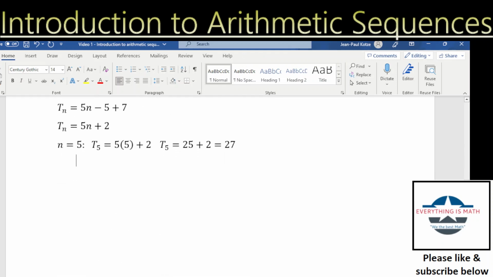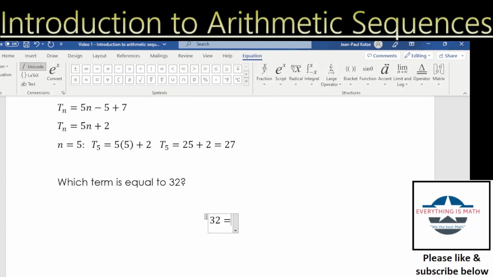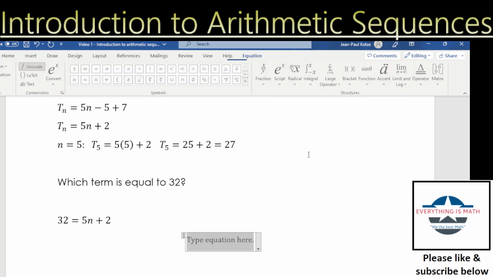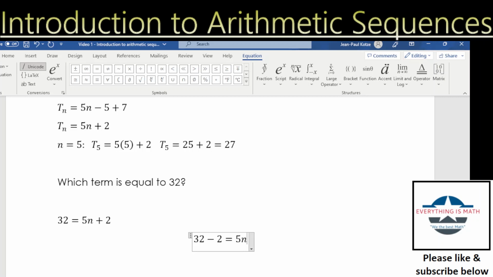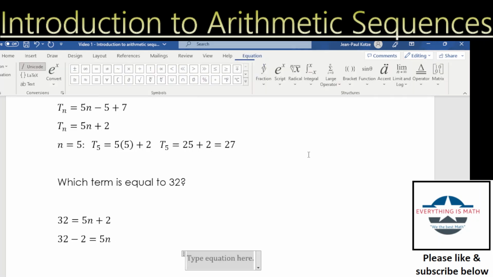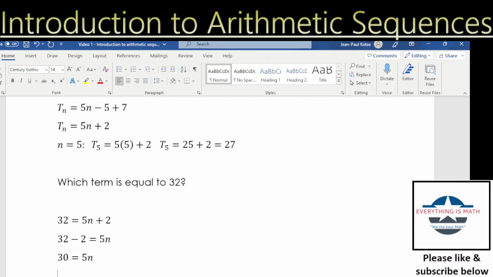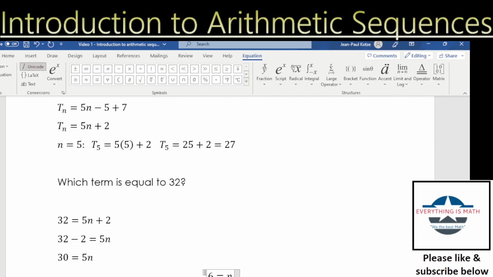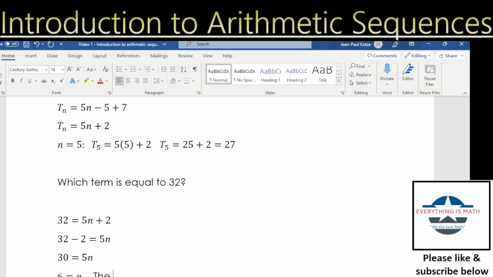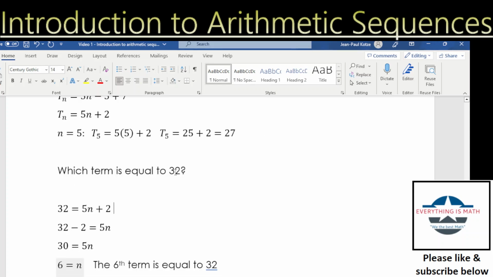But you can also do things like: which term is equal to 32? In a case like that, you have to let the formula equal 32, like this. That's a linear equation. You solve it, so you get 32 minus 2 equals 5n, and then you get 30 equals 5n, and then divide by 5, and so you get 6 equals n. So that is telling you the sixth term is equal to 32. Remember, the question was which term is equal to 32. So that's your answer.